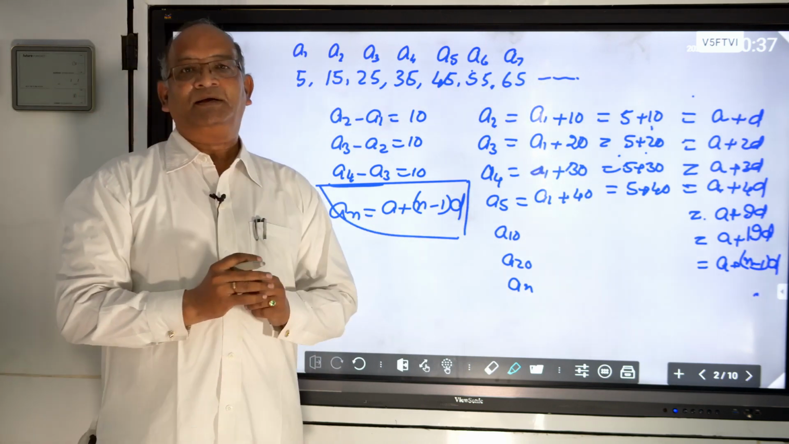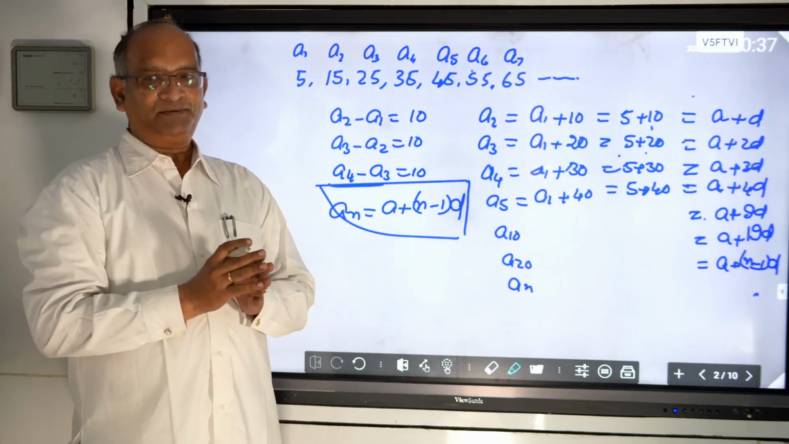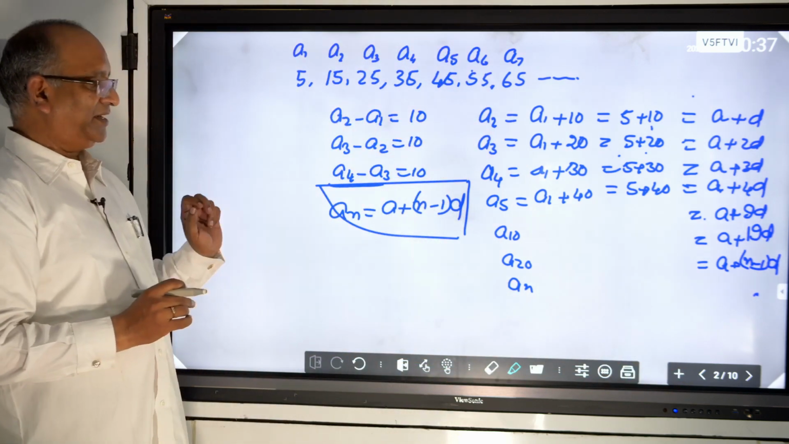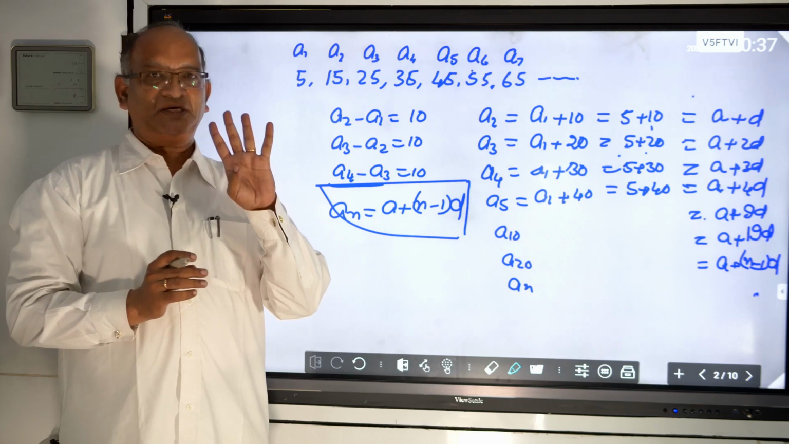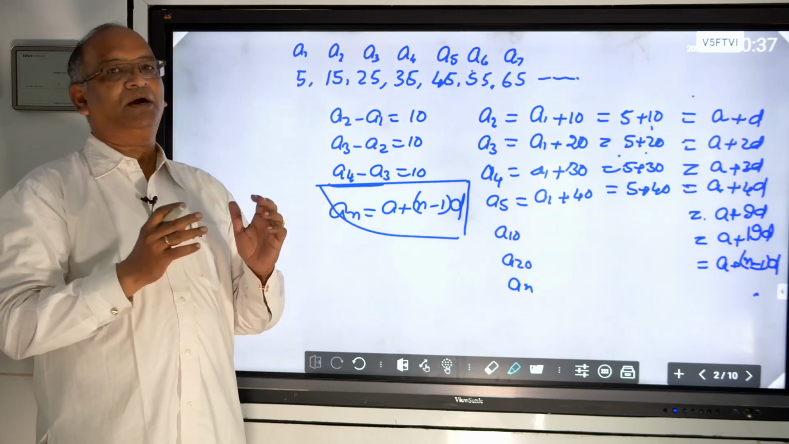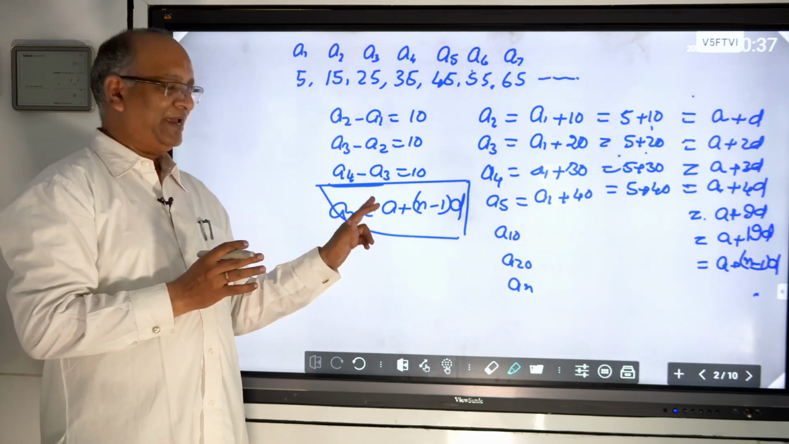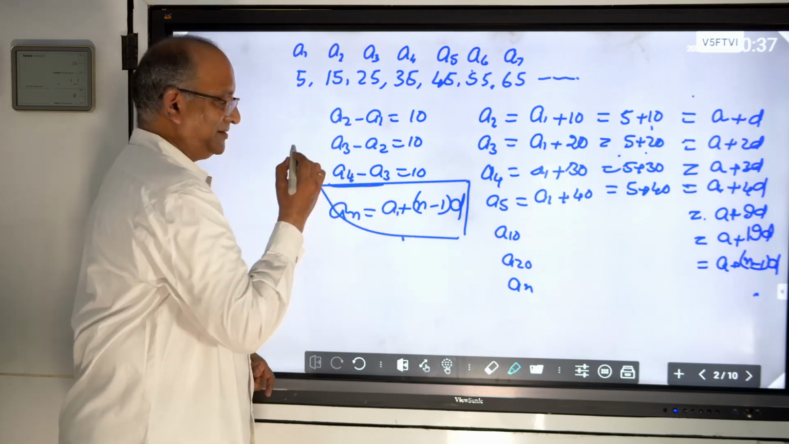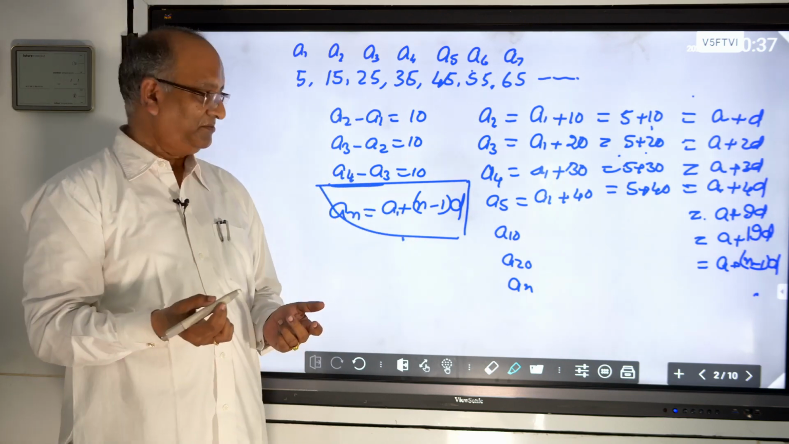This is called the general term formula. Now, observe this particular formula. We come across 4 unknowns. One is An, which is called the nth term. A, either you call it A or you can also call it A1. Both mean the same, first term.